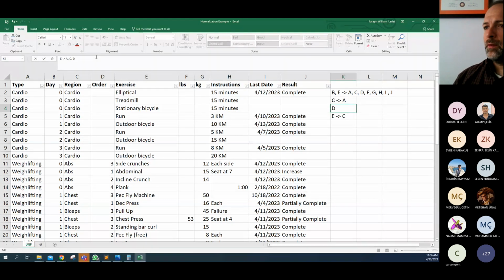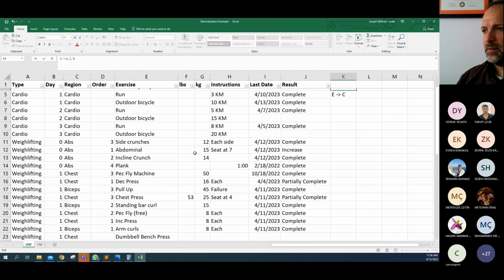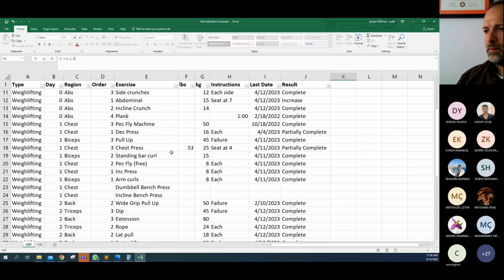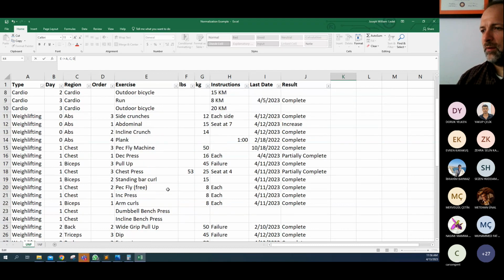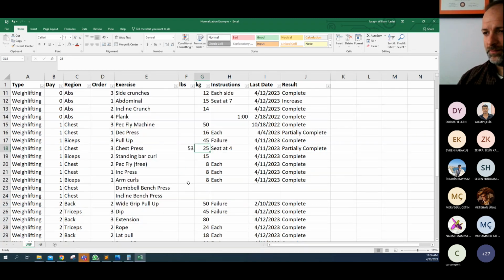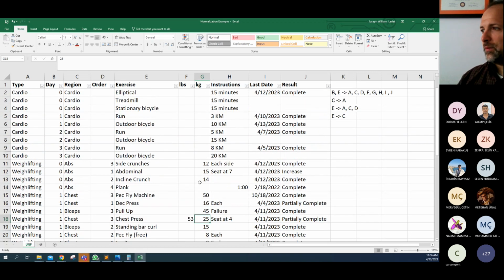Okay. What about any others? E determines E, of course it does. Does E determine F? Every time I have a value here, yep, current chest press is 53. And same thing with this, right? So F and G.